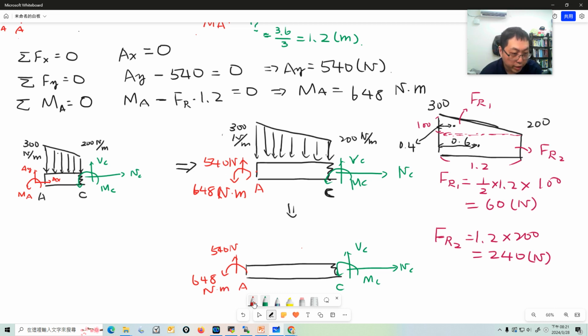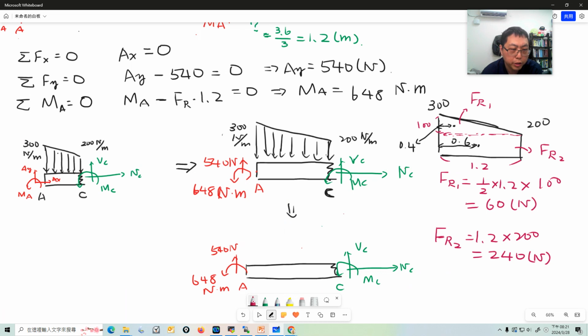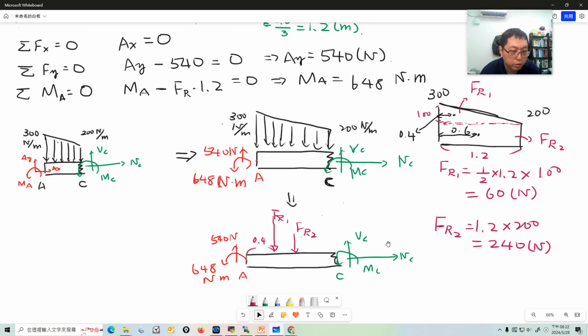And here we have FR1, at 0.4 here, and FR2 here, and here is 0.6. So with this information, we can solve VC, MC, and NC.